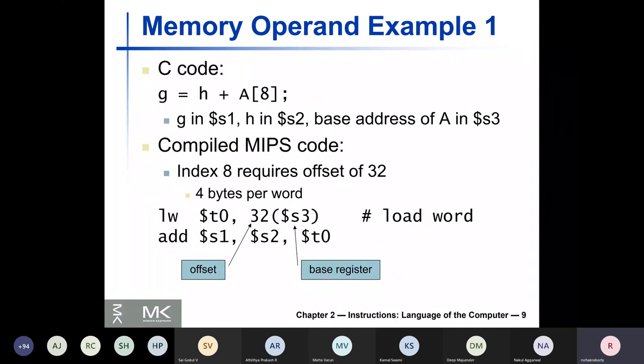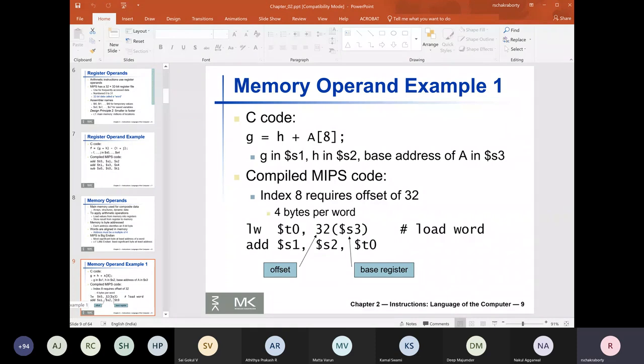Any question on this memory operation example? Students, any question? No, sir.